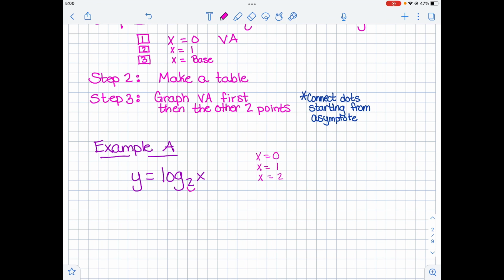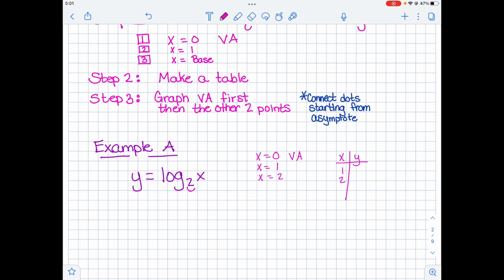Now, we're going to make a table, and something you always have to remember: the log of 1 is always 0, and we'll talk about why that is. But we already know that this here is our vertical asymptote. So in our table, we have x and we have y. I'm not going to worry about the 0, but we'll do the 1 and the 2.